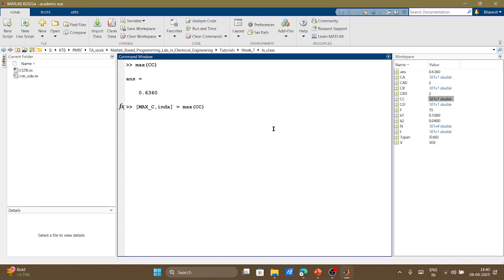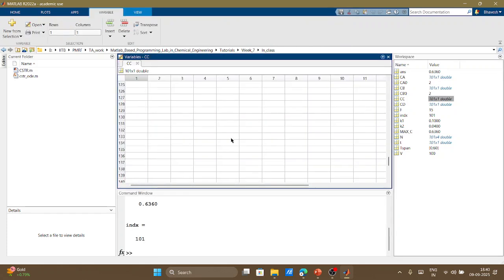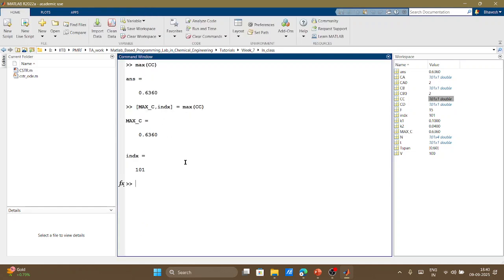So this way, when you run the maximum command by providing the two input arguments, you will get two values. First is the default value, which is your maximum value, and which index it corresponds to. So it corresponds to the 101 index of the CC vector. In the CC vector, if you go to 101, you are getting 0.6360 mole per liter concentration. So this is your concentration.